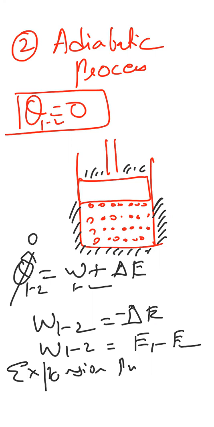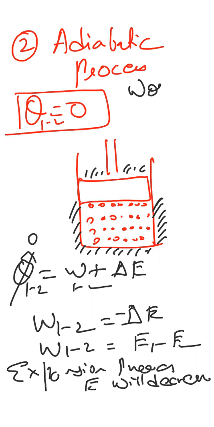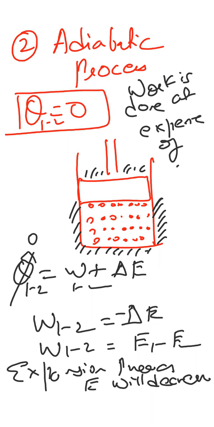In an expansion process, internal energy will decrease. Work is done at the expense of internal energy. You can write it down. Work is done at the expense of internal energy. System may expand, but the energy will reduce.